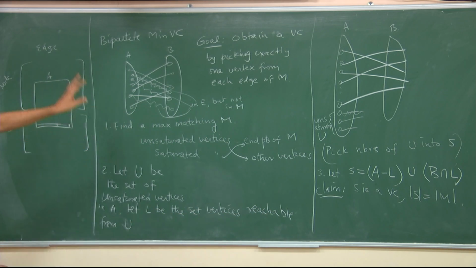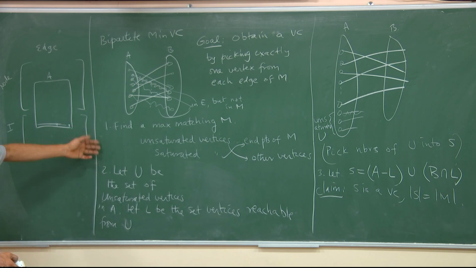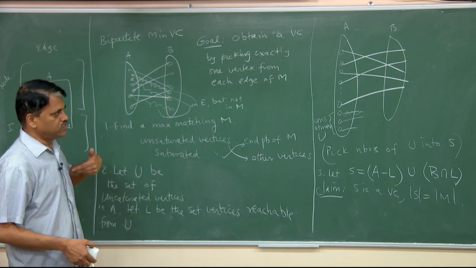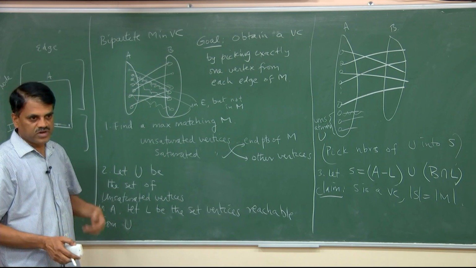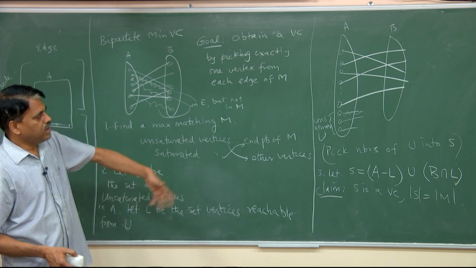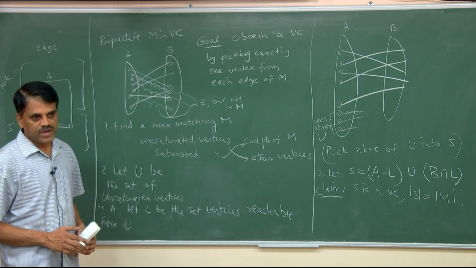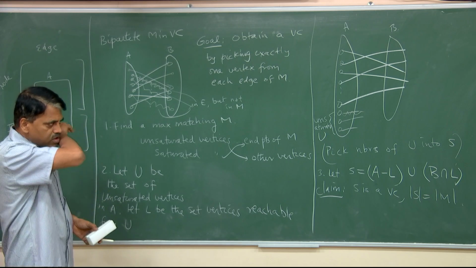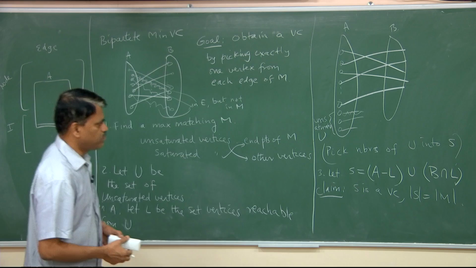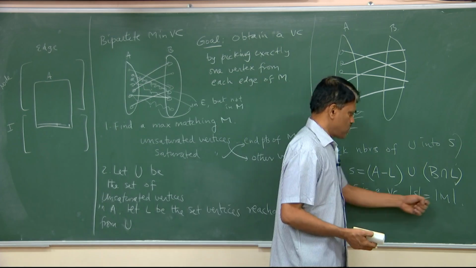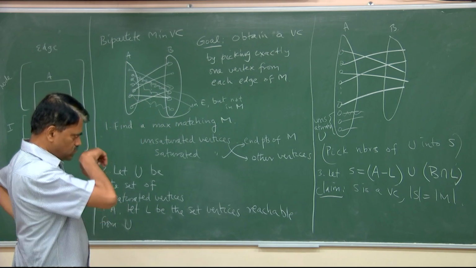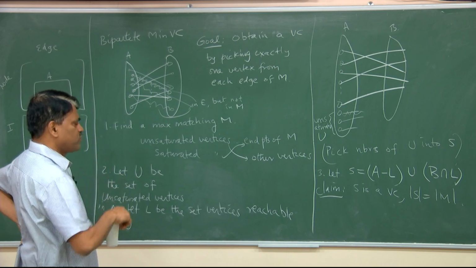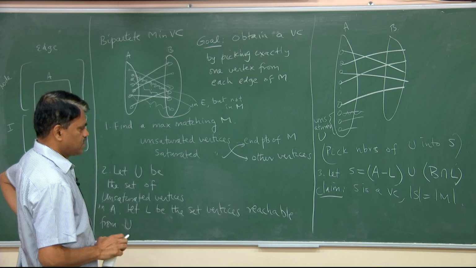So if you prove that, here's a nice polynomial time algorithm to find a min vertex cover. After you find a maximum matching, I look at unsaturated vertices in A, do some sort of a BFS from those vertices, and get your L and pick A minus L and B intersection L, and that's my vertex cover. First, let's try and prove both these. So which is easy? There are two statements to prove.